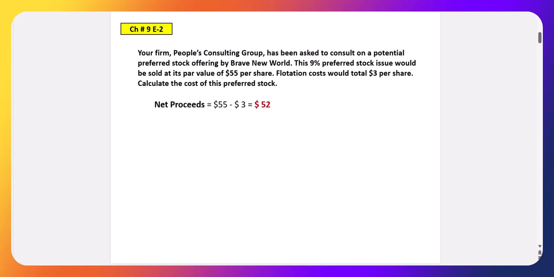The first thing you want to calculate is the net proceeds, and the net proceeds equals the par value of the stock at $55 per share minus the flotation cost of $3 per share, which equates to $52. The next thing we want to calculate is the preferred stock dividend, which is simply the par value of the stock, $55, times the percentage, which is 9%, the preferred stock issue has to offer per share of dividend, and that yields a dividend of $4.95 per share.